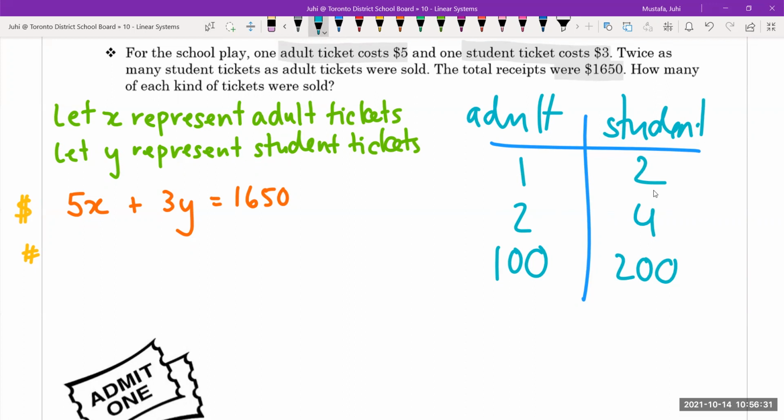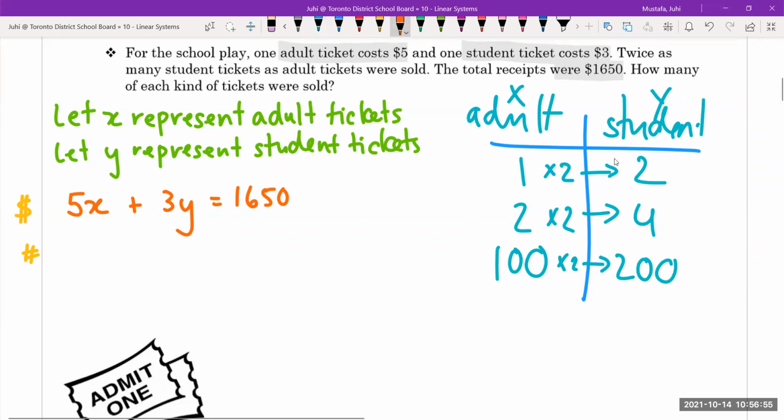What are you doing to each of these numbers to get here? Do you guys notice that when you multiply each of these by 2, you end up getting the number of student tickets, right? So the adult tickets are always less than the student tickets. The student tickets are always twice as much as the adult tickets. So now we've called adult X and we've called student Y. How can you make an equation given this information?